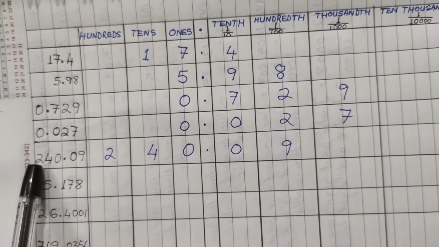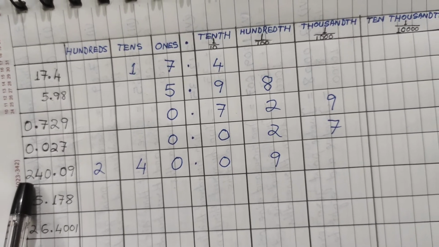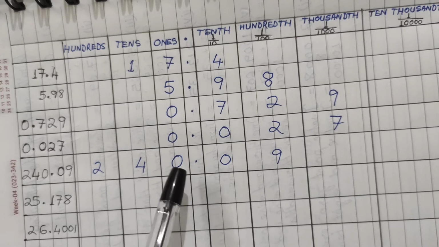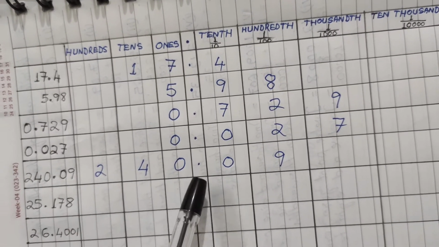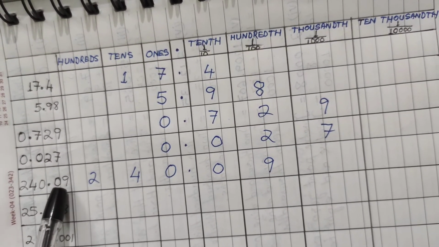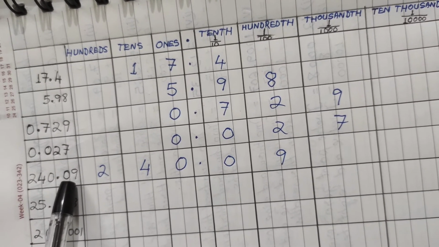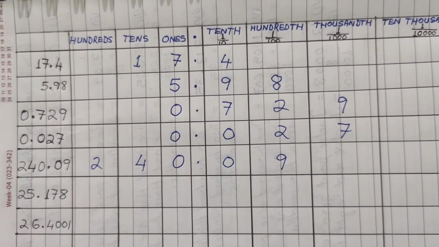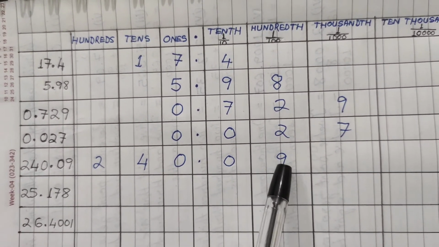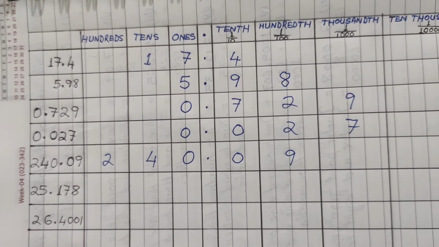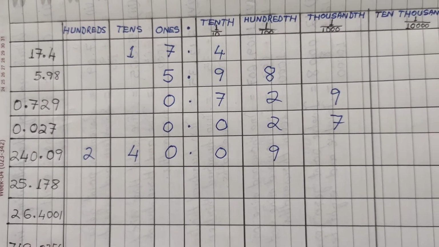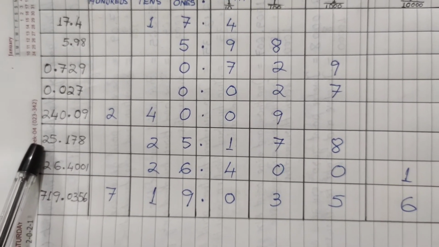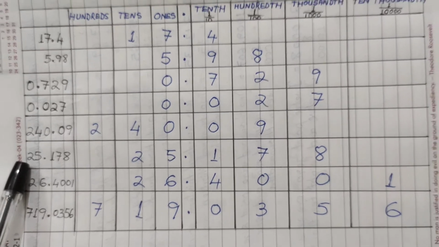The next decimal is 240.09. 2 is in the 100th house, 4 is in the 10th house, 0 is in the 1's house, followed by the point. Right after the point, the first number 0 belongs to our 10th house. So 0 is in the 10th column, and 9 is in the 100th column. Okay, so this is how you write 240.09 in the place value chart. The remaining three I have done for you, so I'm going to explain them together.